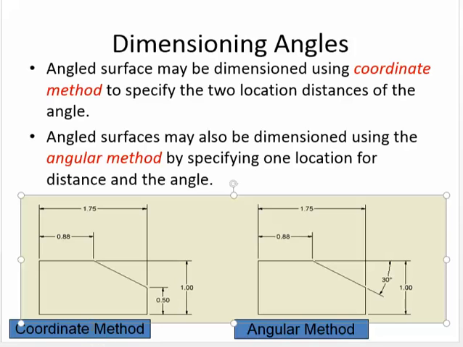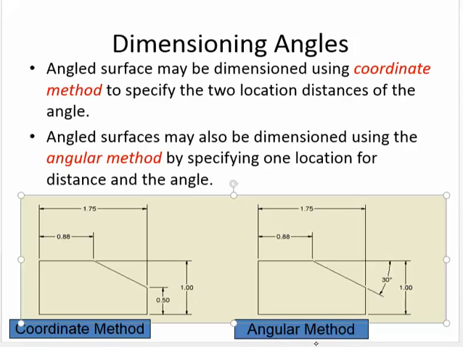Down here on the left is the coordinate method. This is essentially the same thing as datum dimensioning. They're giving a dimension from here to the top, and then to the bottom, and then here they're giving it to the top. This is essentially datum dimensioning.